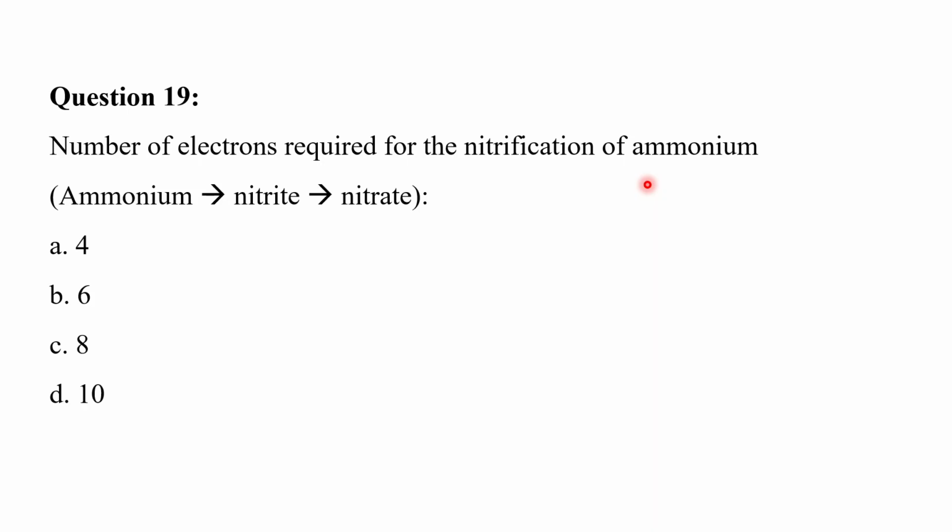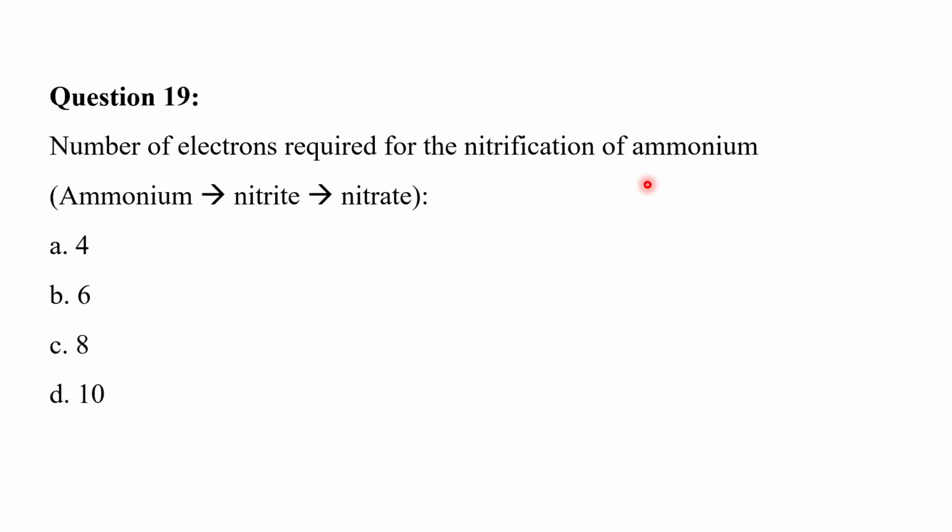So moving to the next question, question number 19. Number of electrons required for the nitrification of ammonium. Nitrification of ammonium means conversion of ammonia into nitrite and then nitrate. So ammonia is first oxidized into nitrite, and then nitrite is further oxidized into nitrate. So in the total process, what is the number of electrons that are required for the whole process to occur?